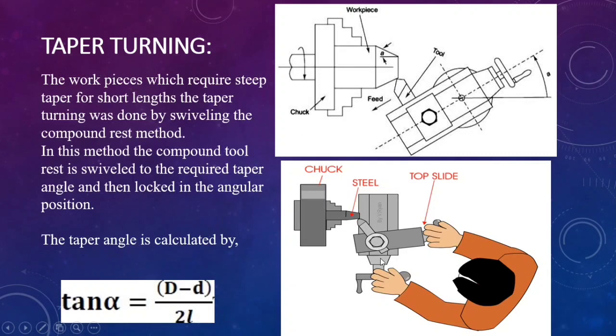In here the same thing is going to be given. So you are rotating the knob. By that this feed is going to be given, and it is making the taper turning. Okay. So this is called taper turning.